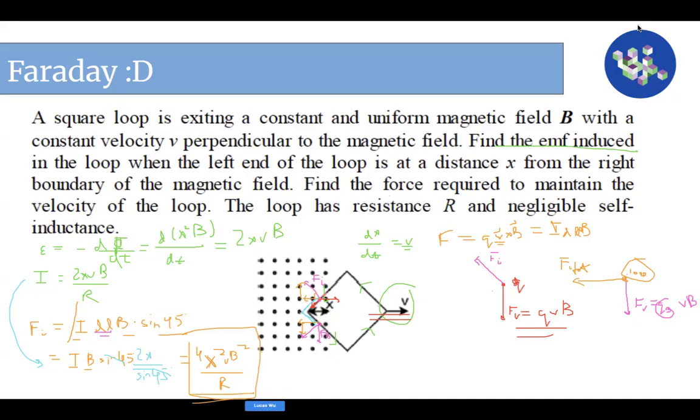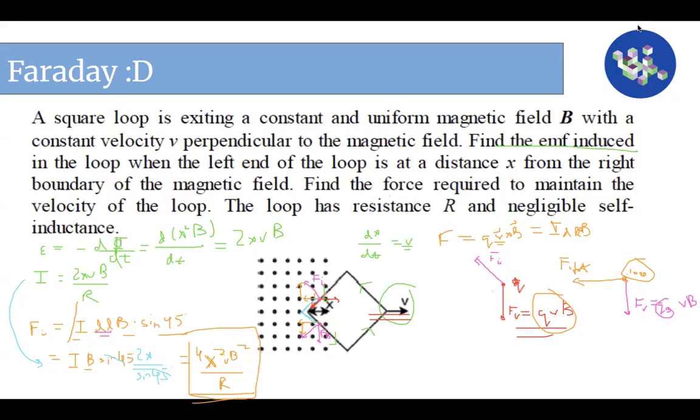If you want, you also have to have the force due to the velocity of the entire loop, so basically qvB. But basically the total force you need in the direction opposite of the velocity would be this: 4x squared B squared divided by big R, so divide by resistance. Does that make sense, everyone? If so, let's go on to the next question.